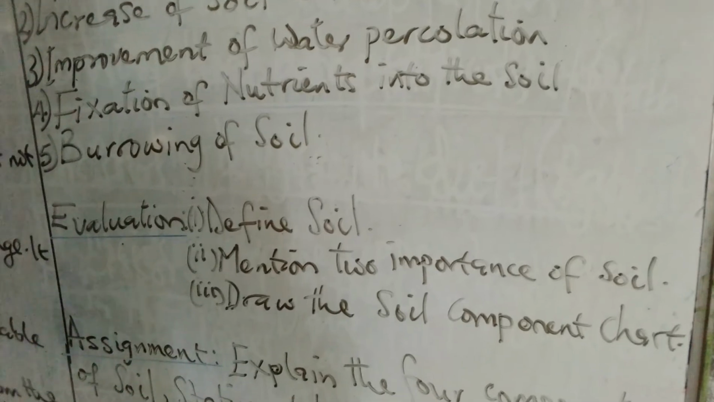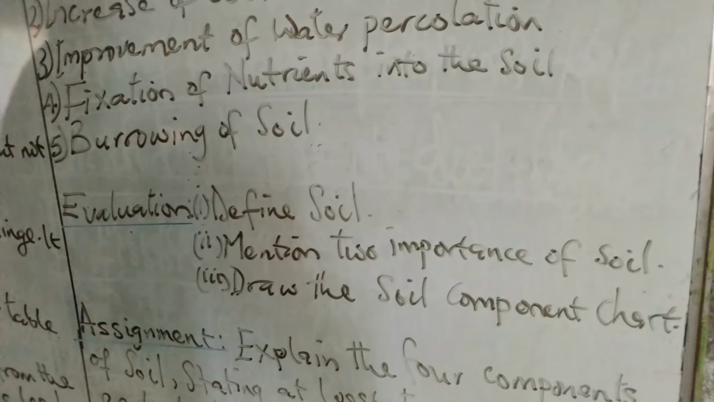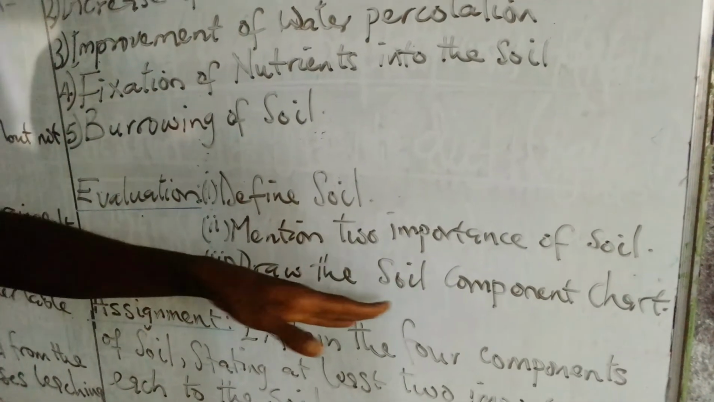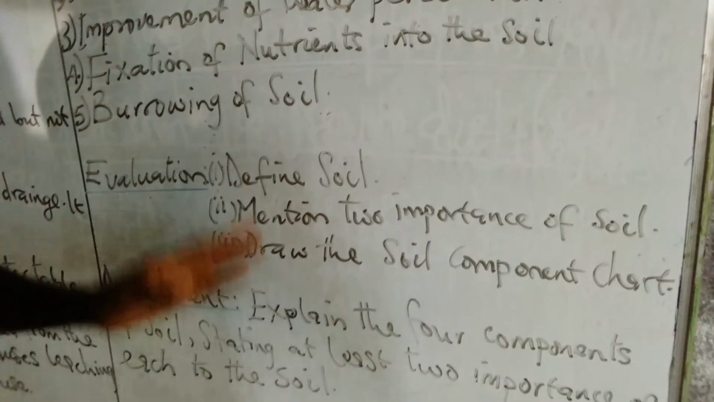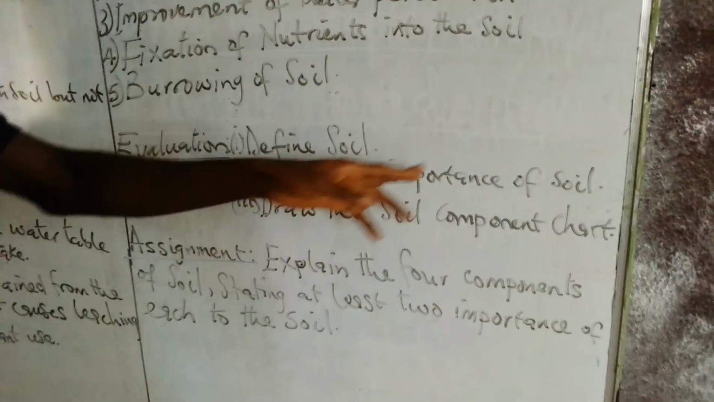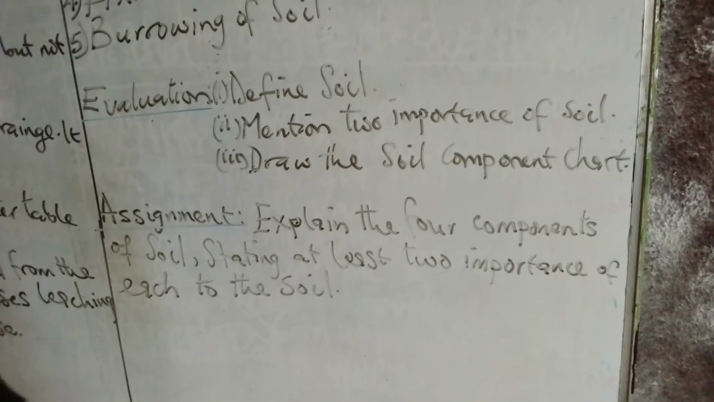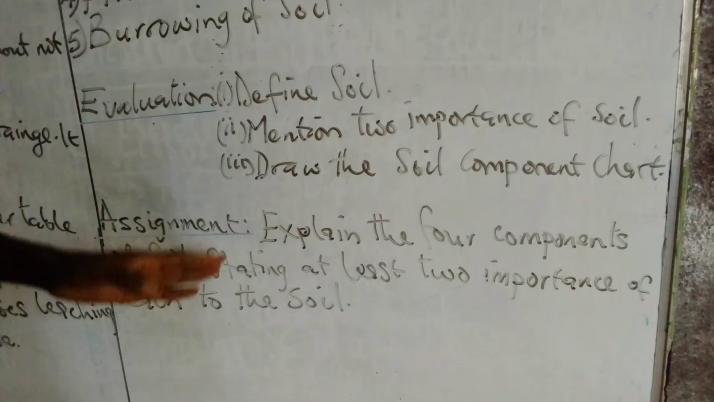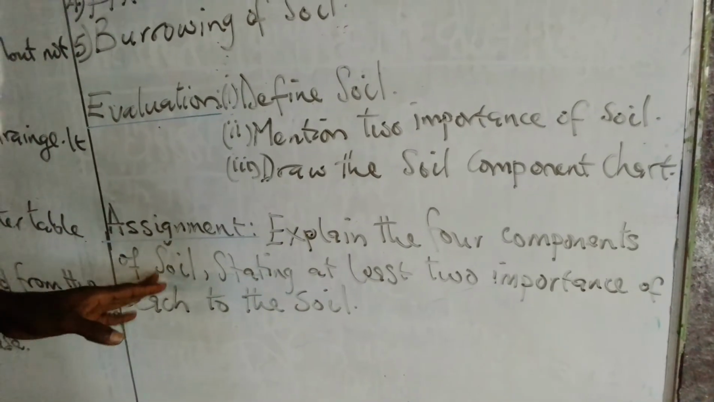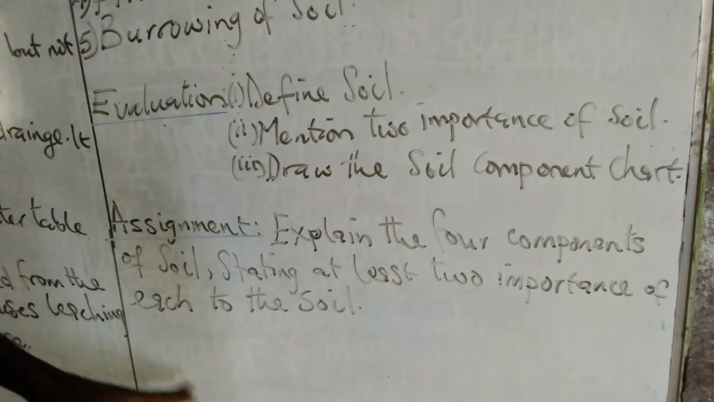With that, I want you to have this evaluation back at home. Define soil, mention two importance of soil, and draw the soil component chart. The assignment is to explain the four components of soil, stating at least two importance of each.